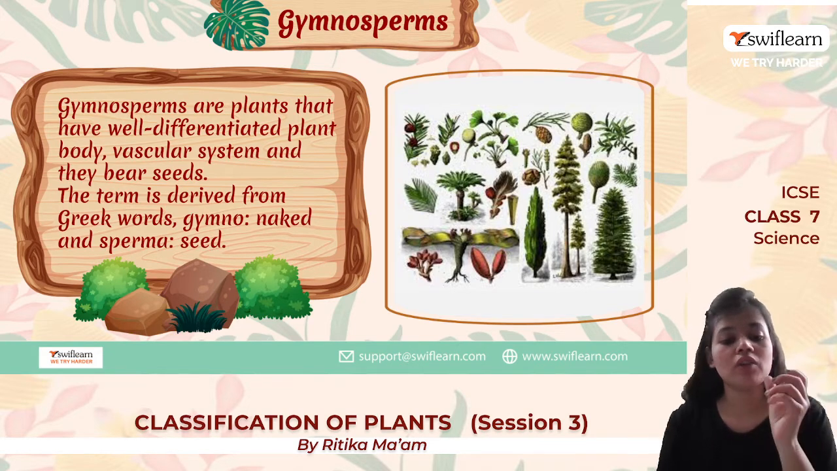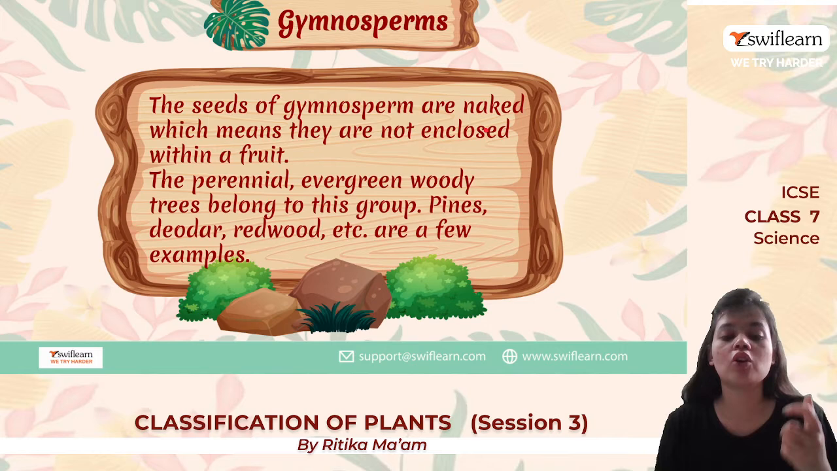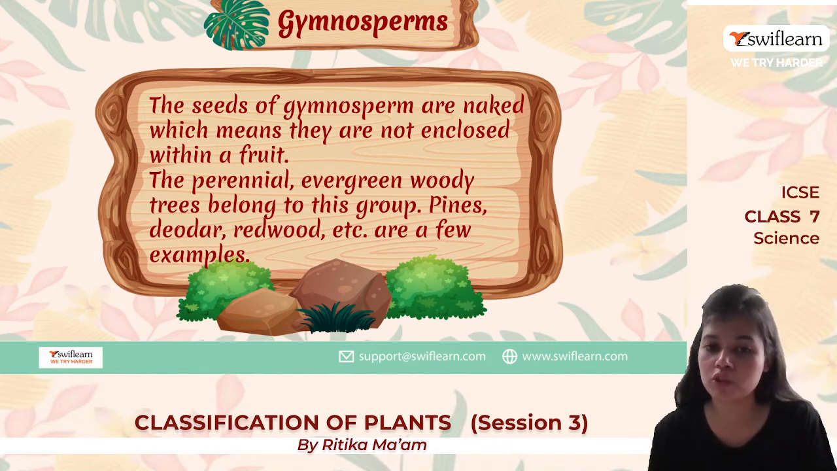The word gymnosperm means, gymno means naked, and sperma is a Greek word, it means seed. So naked seed means their seeds are not enclosed inside a fruit. They are perennial evergreen woody trees, for example, pine, deodar, redwood, etc. These are examples of gymnosperms.